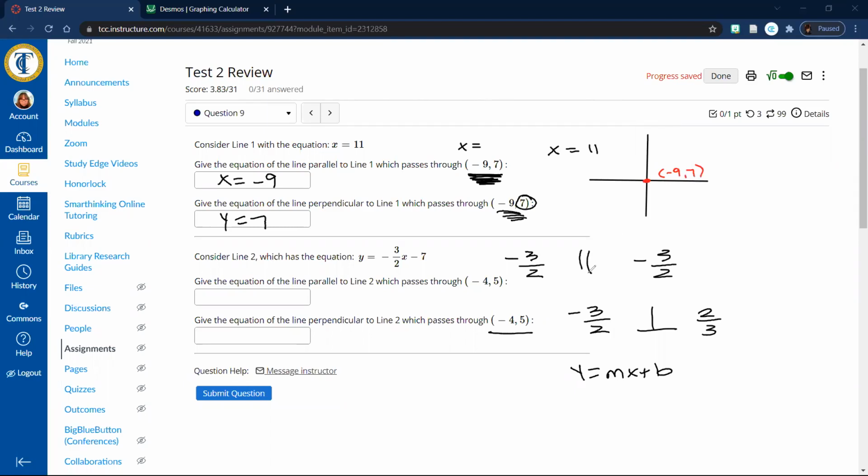Does anyone have a question about that one? Because that's the one that's really tricky. All right. I have a question. So you said for the first one that it's a vertical line? Yes. And the second's horizontal? Yes. Okay. All right.